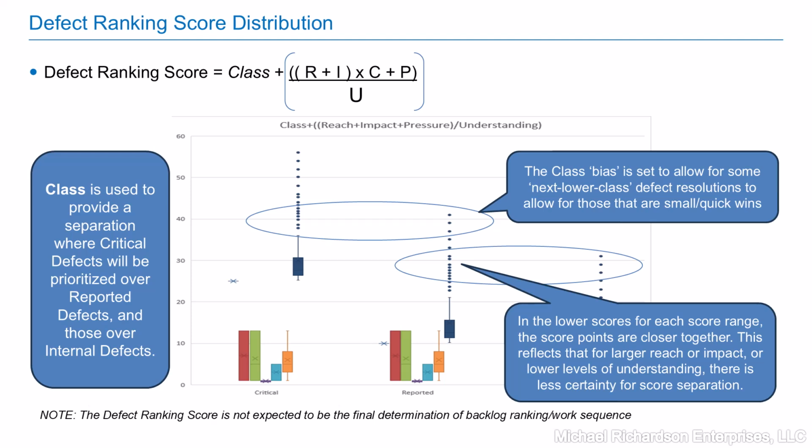The class value is used to promote a separation where critical defects will be prioritized over reported defects and those over internal defects. The class bias is set to allow for overlap of some of the next lower class defect resolutions so that the teams are able to deliver some small quick wins for each class. In the lower scores for each score range, notice that the score points are closer together. This reflects that for larger reach or impact, or lower levels of understanding, there is less certainty for score separation.